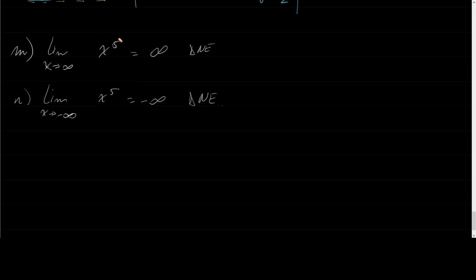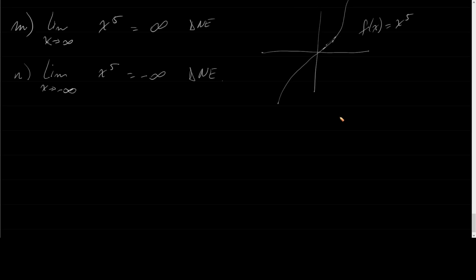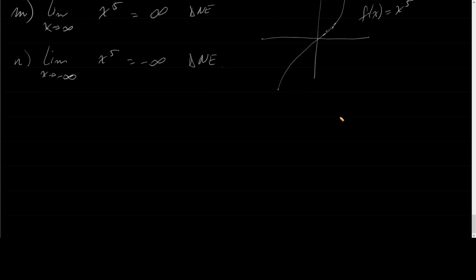What is this telling us? Well, this is just a polynomial, right? X to the fifth. And it should make sense that we don't have a horizontal asymptote with polynomials. In fact, polynomials overall don't have horizontal asymptotes. This is essentially what that function looks like. F of x equals x to the fifth. No horizontal asymptote in either direction. All right. So in general, that is true of polynomials. Not to be confused with rational functions, right? All right. So that's N.